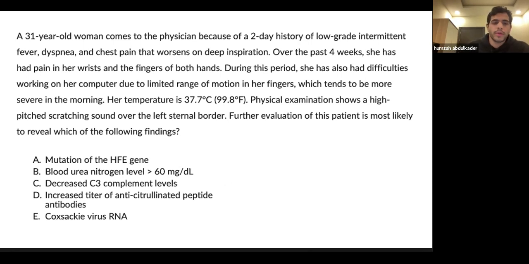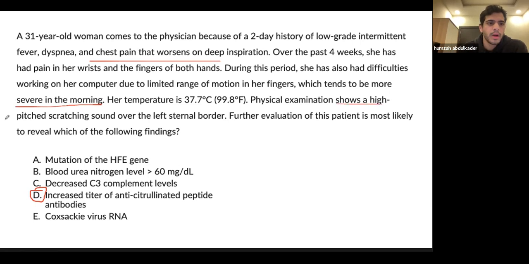Yes, rheumatoid arthritis. So the answer here is D. I think it's a fairly simple question. They give you some of the associated symptoms. Also, to differentiate between osteoarthritis and rheumatoid arthritis, you want to look at where the pain is. It's symmetric here, that's what it says. And then they also say that it's most severe in the morning. Osteoarthritis gets worse as the day progresses. Rheumatoid arthritis is worse in the morning.